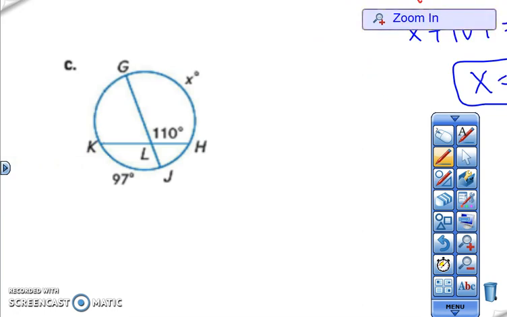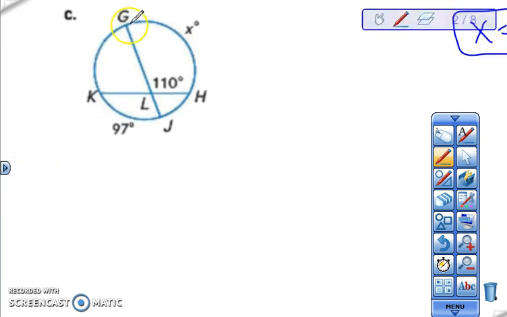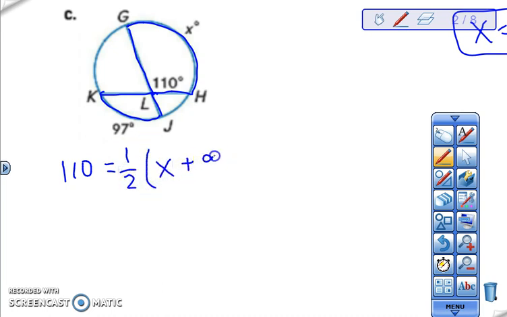For part C, this time the X is on our arc. So we're going to use the same rule, only the setup is going to get plugged in slightly differently. So the 110 is our angle, and that equals 1/2 of the sum of the arcs. Notice here we just have an equation to solve. We're basically working the equation backwards from before.